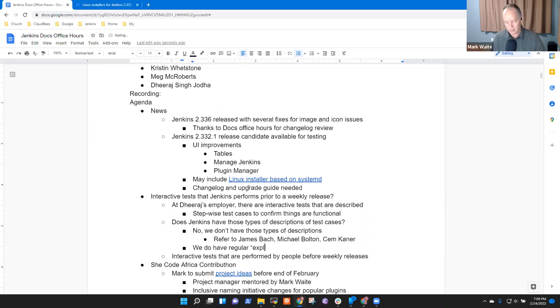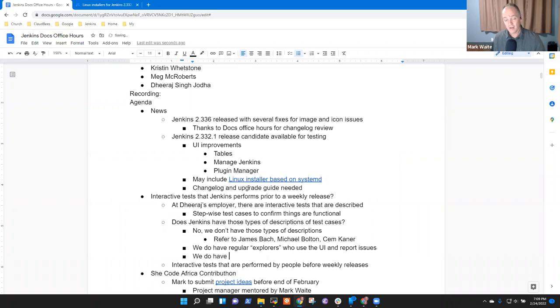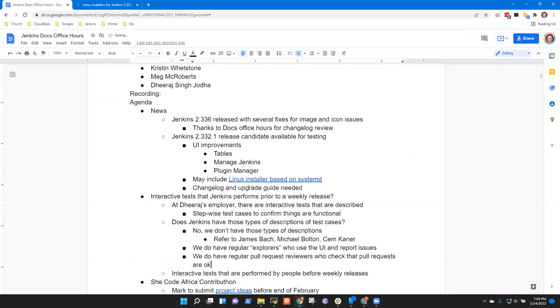We do have regular explorers who use the UI and report issues. And we do have regular pull request reviewers who check that pull requests are okay. Now, you may say, okay, but why didn't we detect 2.335's regressions, right? How did those get past our regular explorers? And how did they get past the pull review process?